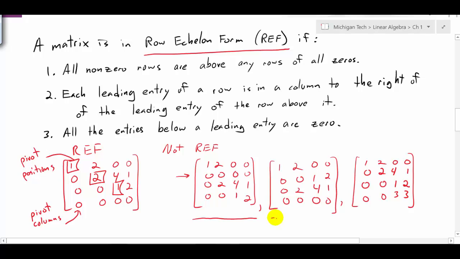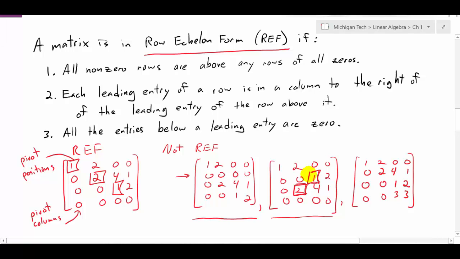The second matrix, this one right here, is failing the second criteria. I have a leading entry here, and the second criteria says that it should be in a column to the right of the leading entry of the row above it. But the row above it has a leading entry here. And so this column is to the left of, not the right of, that column. So that's why this one is not in REF form. And once again, a row interchange, if I interchange row 2 and 3, would probably fix this problem.